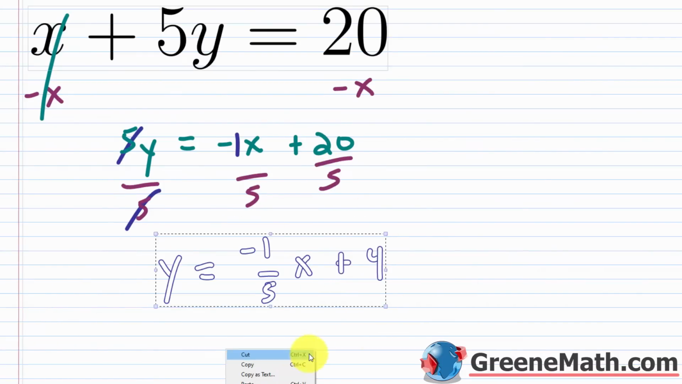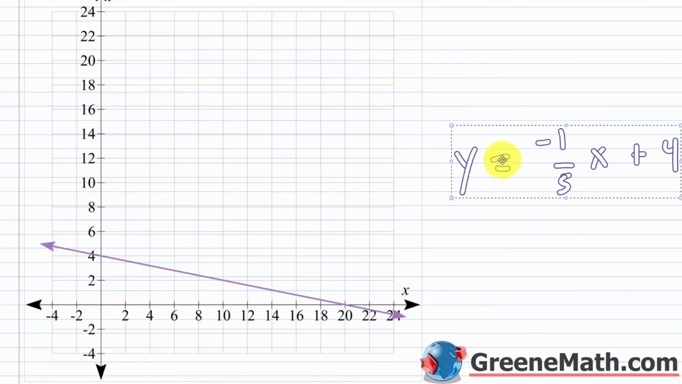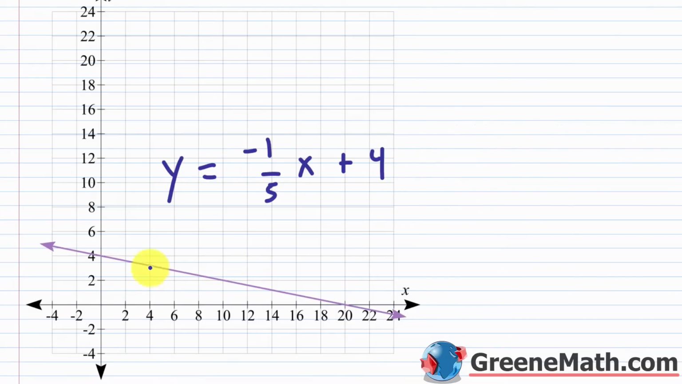So let me grab this real quick. And I'm just going to come down here to a little sketch that I've made. So this line right here is y equals negative 1/5 x plus 4. You can see the y-intercept occurs at 0, 4. And then the slope is negative 1/5.